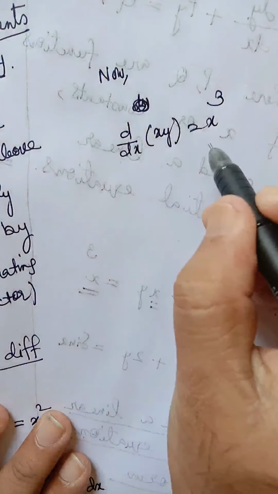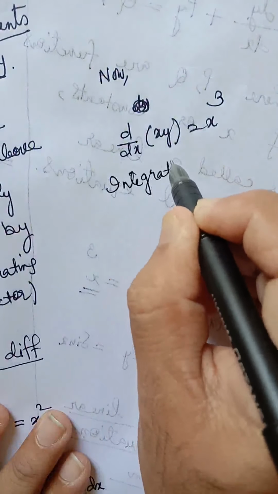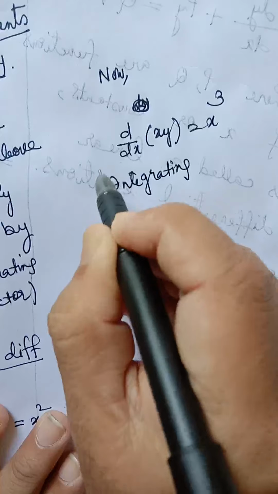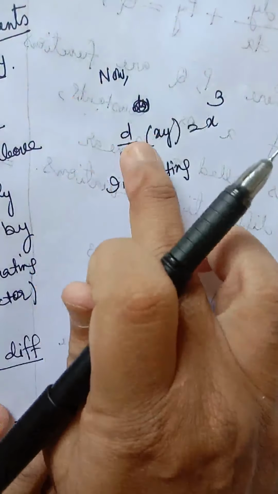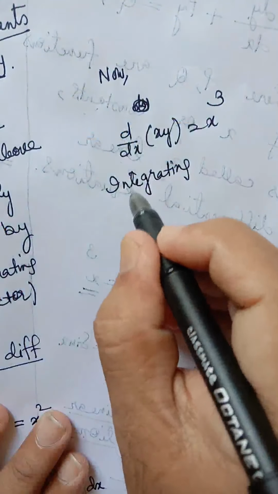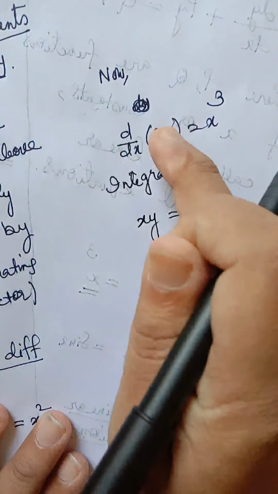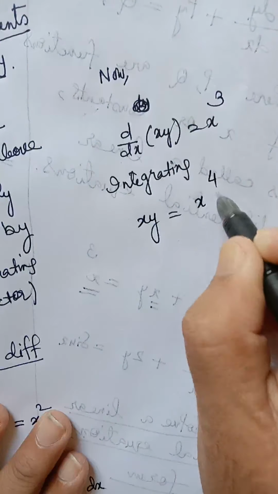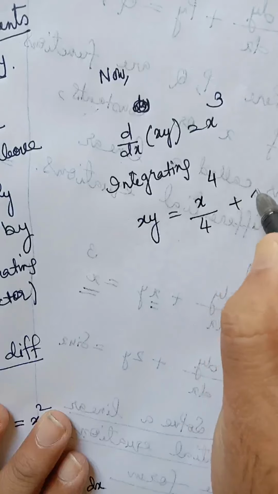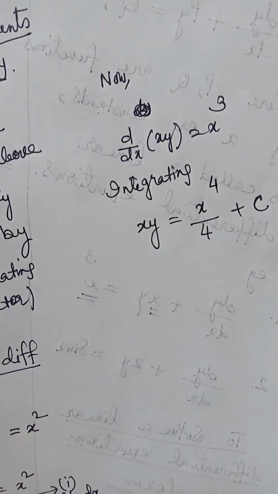And now from this relation, what we have to do? We have to integrate. Integration of the derivative of xy: integration and differentiation are reverse processes, so they will get cancelled. We will be left with x into y. Integrating both sides, this will become xy, and integration of x cube is x to the power 4 by 4 plus c. And so this is the solution of the given linear differential equation.